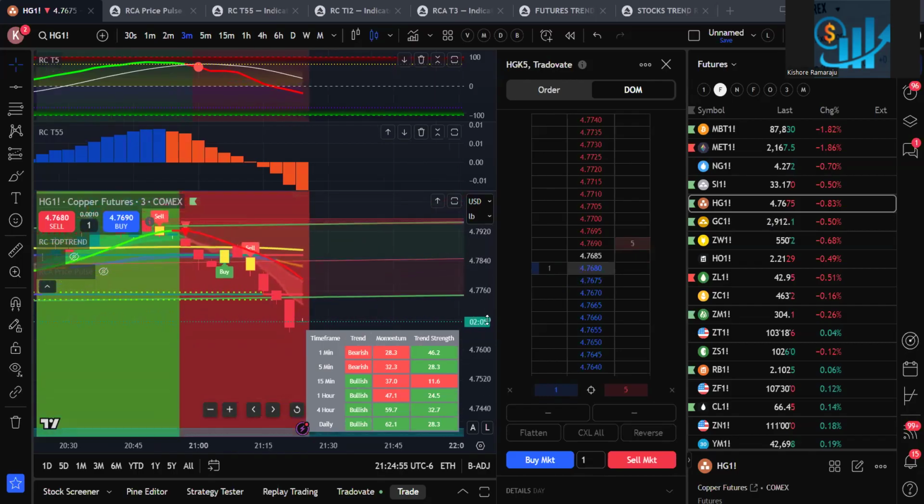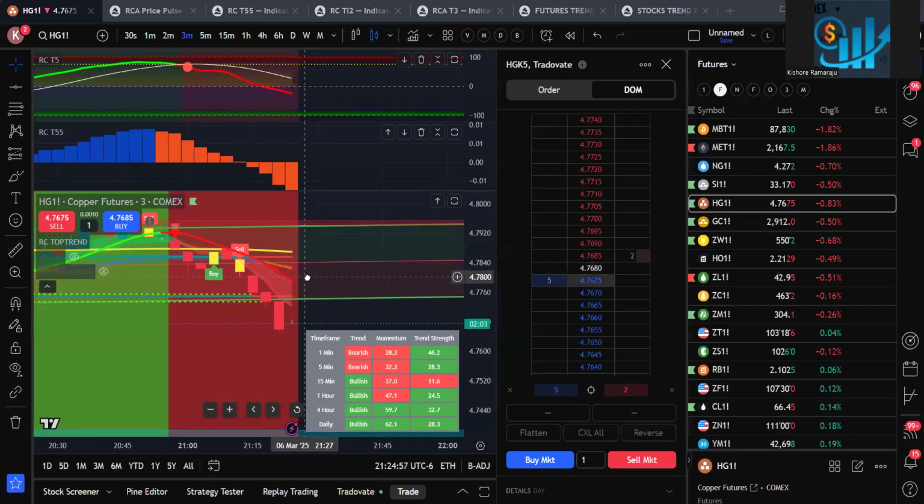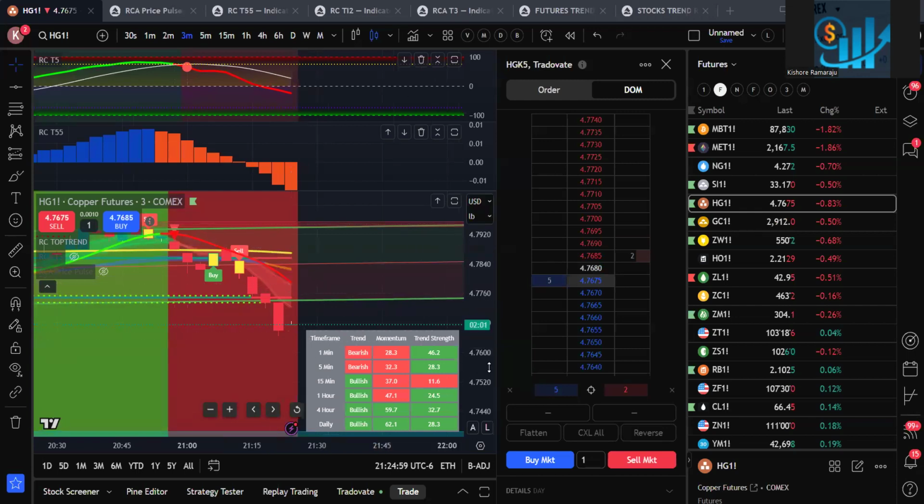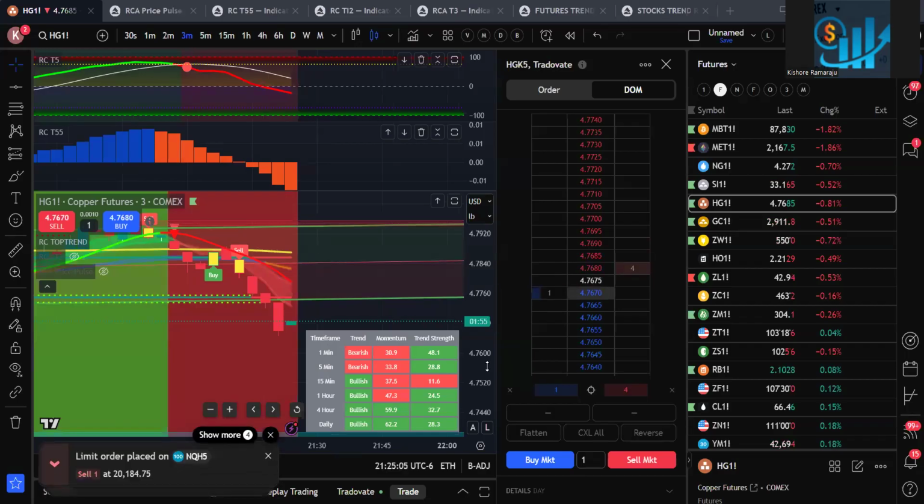Some of the new members asked me to explain about different indicators. So every day I'll explain about one indicator, how to use it, what are its advantages, how it is different from others.